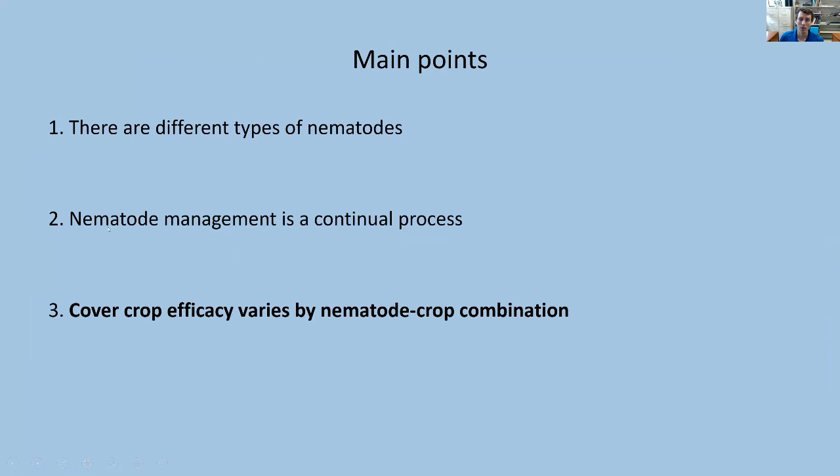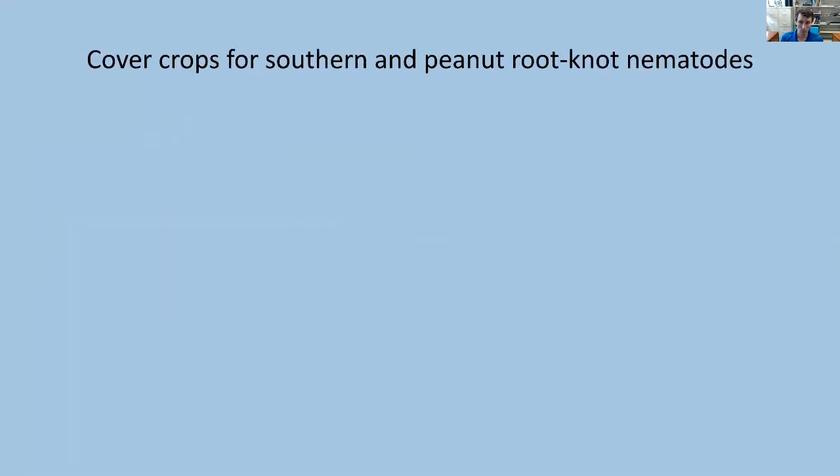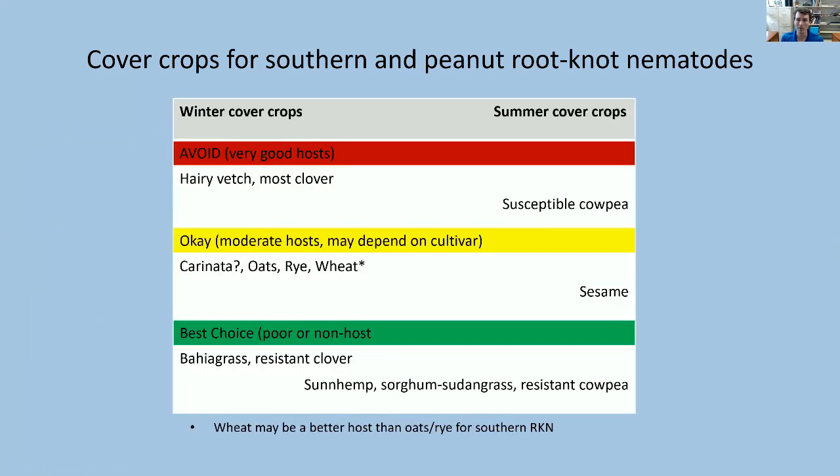So we went through bullet number 2 and onto the last point. Cover crop efficacy varies by nematode and cover crop combination. So I'm going to go through, for each nematode, some examples of crops that may be good or bad for that particular nematode. Looking at some of our major root knot nematodes, I've lumped southern root knot nematode and peanut root knot nematode into a table together because the cover crops have tended to perform similarly for these two nematodes based on the literature.